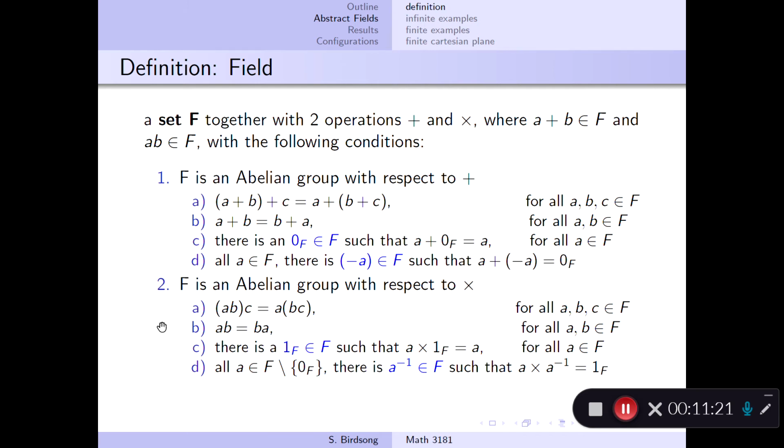Okay. So, key bits. Your set, in order to be a field, must be an abelian group with respect to addition. So that means these 4 properties. And it also has to be an abelian group with respect to multiplication. So those additional 4 properties. Notice the 4 properties in condition 1 and condition 2 are exactly the same. You just switched out whether it's addition and multiplication. It's one of the reasons I like this way of categorizing the definition of a field.